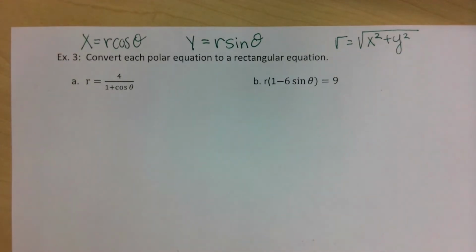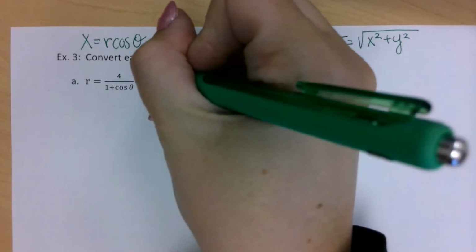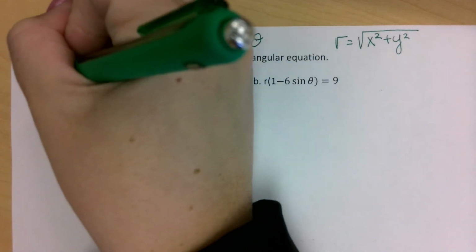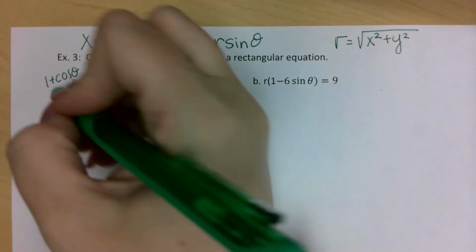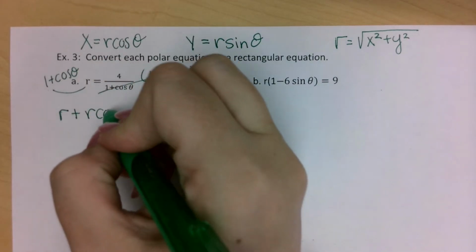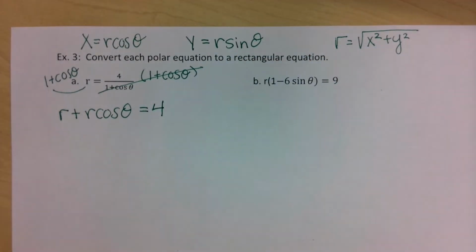So the first thing we're going to want to do is get rid of this fraction. So let's multiply by 1 plus cosine on each side so that we can get rid of this fraction. Okay, so now distribute. R times 1 gives us r, r times cosine gives us r cosine theta. And then on the right hand side, all I have left is 4.